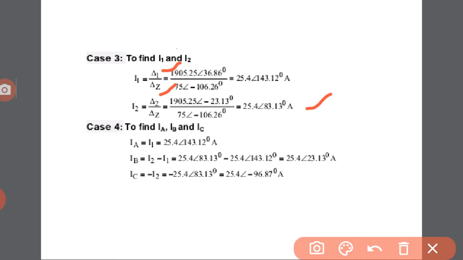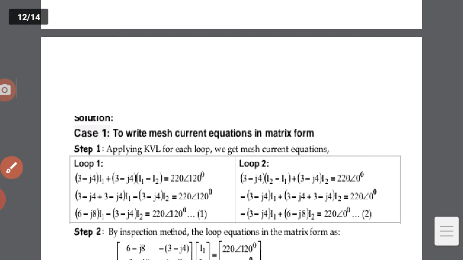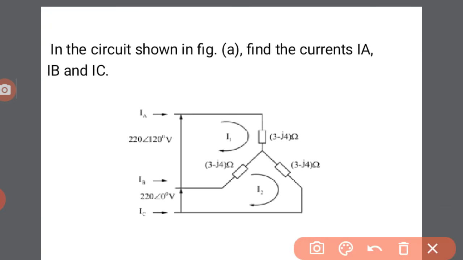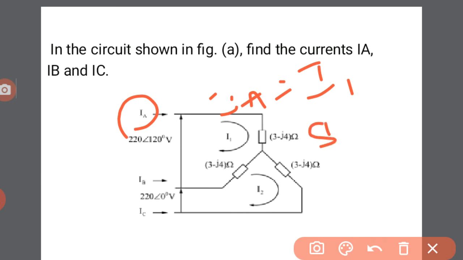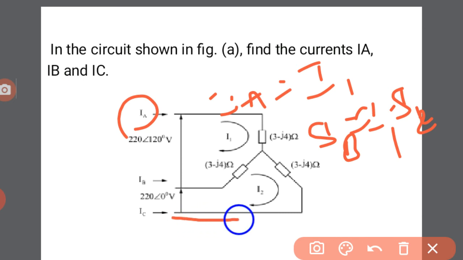Next, find the values of IA, IB and IC. Look at the circuit. The current flowing through the first branch is IA, so IA is equal to I1. Next, IB is in between these two, I1 and I2, so IB is equal to either I1 minus I2 or otherwise I2 minus I1. Next, IC is only the current I2, so IC is equal to I2 flowing.